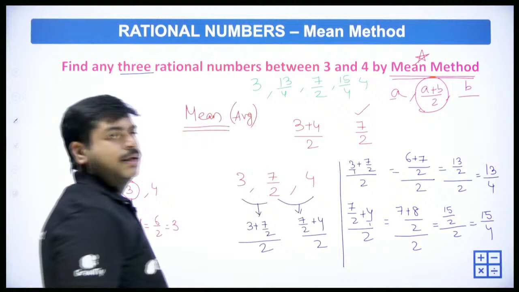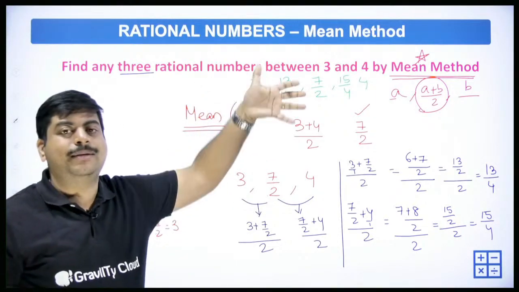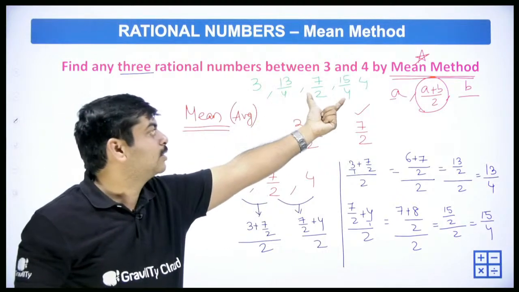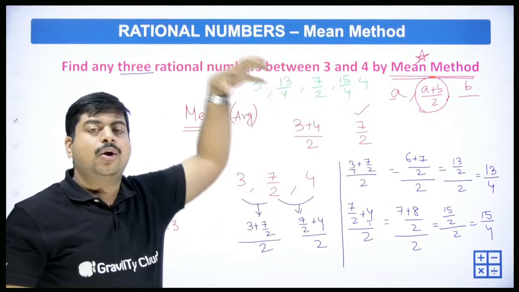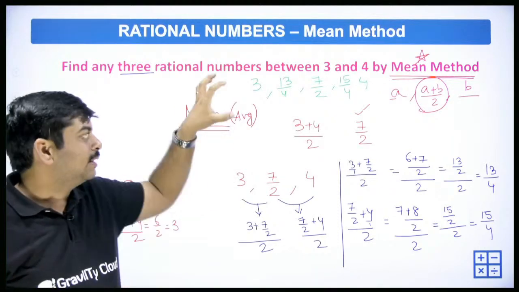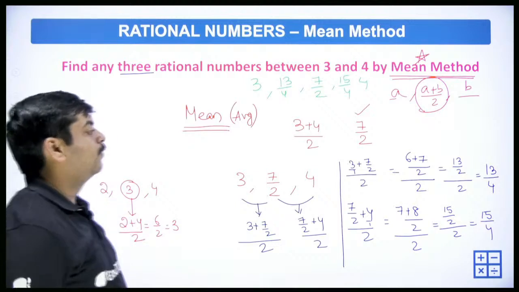And in that way, you can try to write as many numbers as you can using the mean method. Once again, you can try to find a number between these two, between these two, between these two. Again, you get lots of numbers. You can find infinite numbers in the same approach. Okay. Let's move forward to the next question.